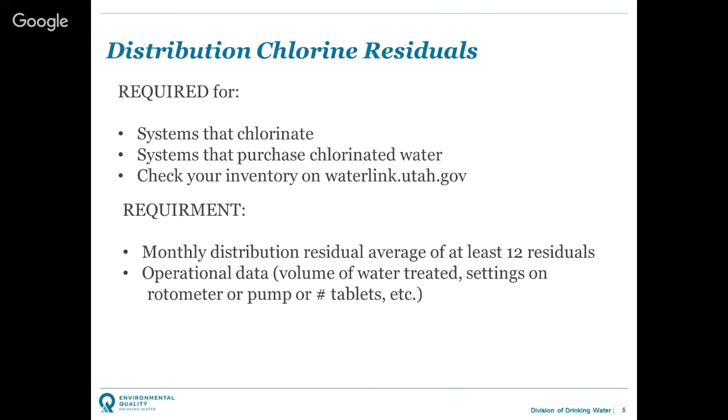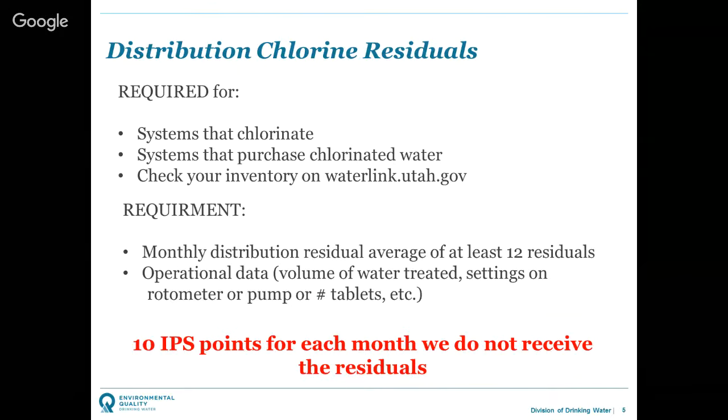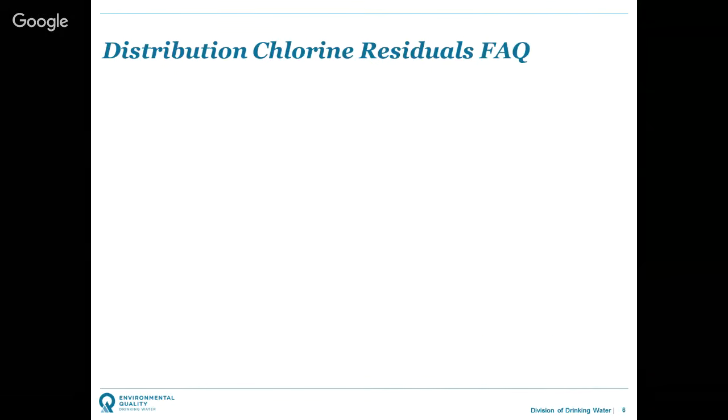In addition to these residuals, we're also looking for your quarterly operational data, which is the spreadsheet that you fill out when you check your treatment facility, where you're marking down how much water's been treated, the settings on the rotometer, the pump, or the number of tablets being used. So if we do not get the chlorine residuals for each month, and we check every 3 months, then it's 10 IPS points for each month that we don't receive the average residual.